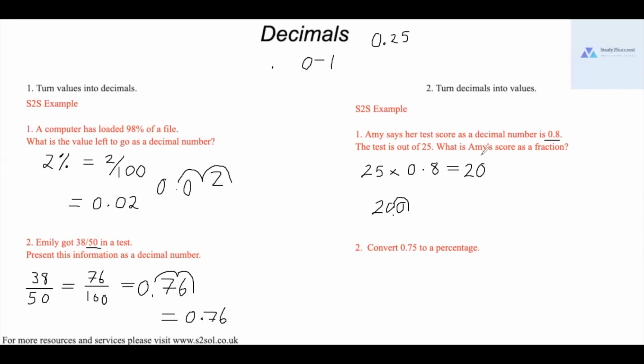However, we need to present her score as a fraction. So it means that her fraction for her test score is 20 out of the total amount that we could have, which is 25.